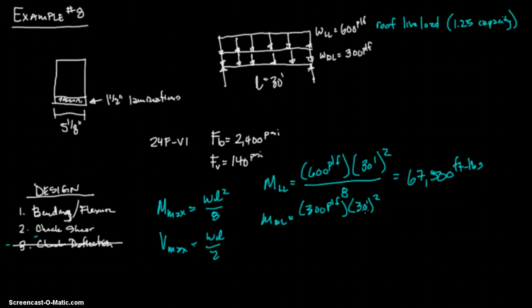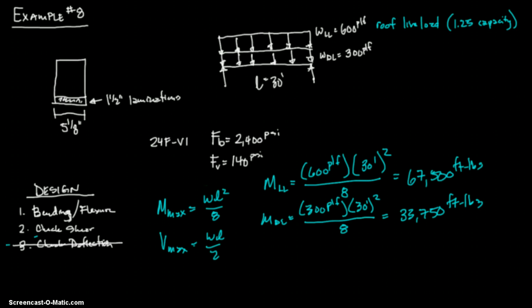30 foot divided by 8. And it should be half of this, but let's go ahead and do it just in case. 33,750, and that's half of it. That's in foot-pounds.